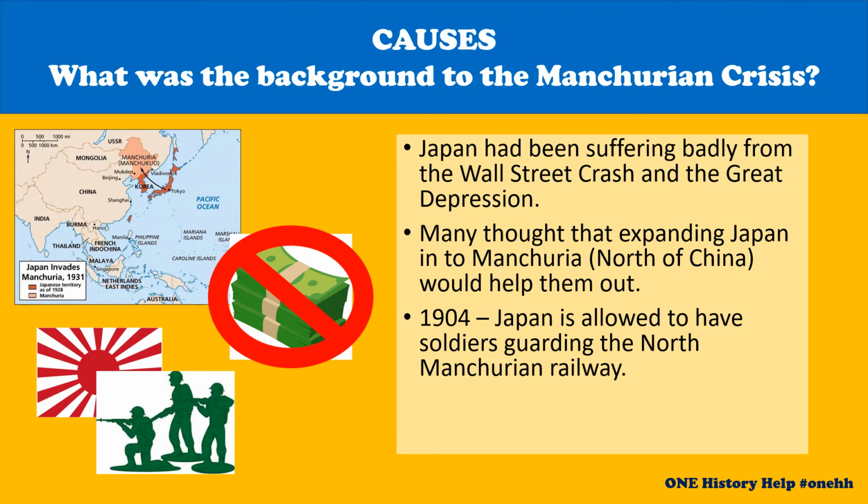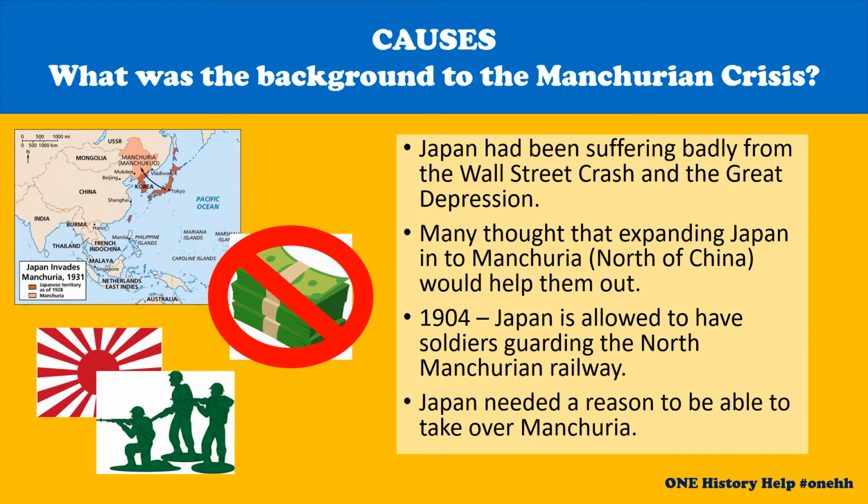Now, as discussed previously, Manchuria wasn't just some random location that they chose. We can see that it borders onto the territory that they already have with Korea. So it made sense for them to expand into this area. And not only that, back in 1904, Japan was allowed to have soldiers in North Manchuria guarding the railway line there. So there was a bit of a vested interest in Japan being able to expand into there.